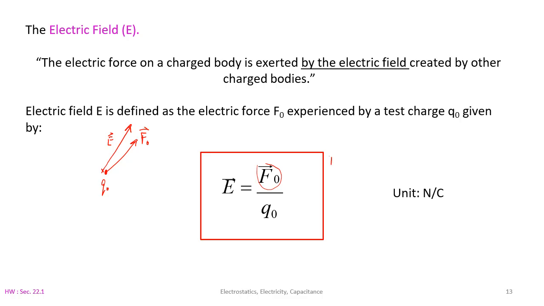So the direction is the same as the force on the test charge, and the magnitude is equal to the force divided by the test charge. So the units of electric field are going to be units of force, which are newtons, divided by the units of charge, which are coulombs. Okay, so an electric field is always equal to the force on a test charge divided by the size of that test charge.